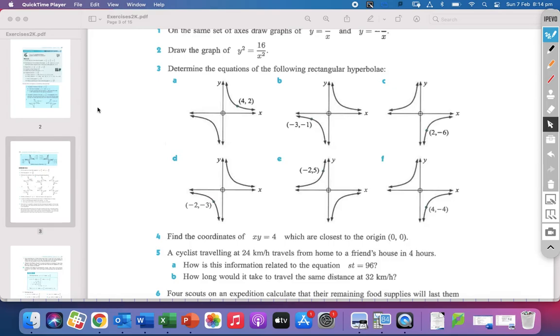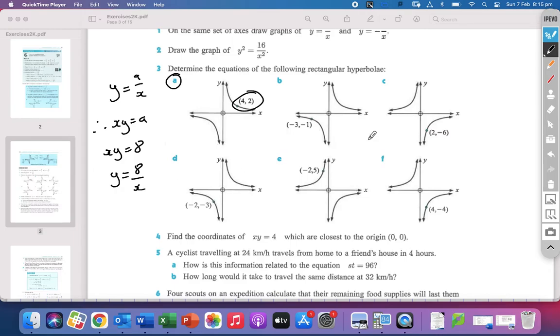Coming up with the equations is very simple. Because if we have y equals some number, a, they've called it, on x, we therefore could write x times y equals a. Well, I've got an x and a y here, right? Hence, 4 times 2 equals, what number is it? It's 8. So the equation for this first question, 3a, is there. If you want to write it in this form, y equals 8 divide x. Nice and easy.